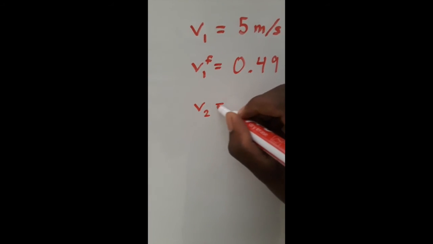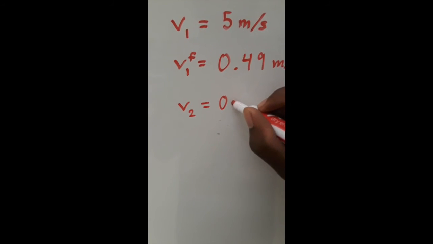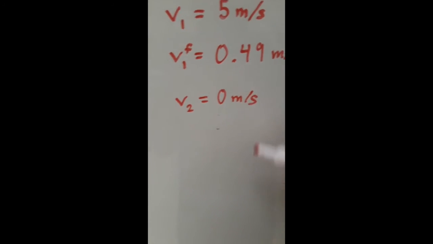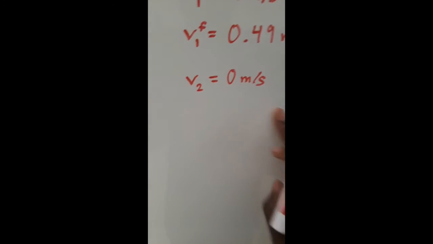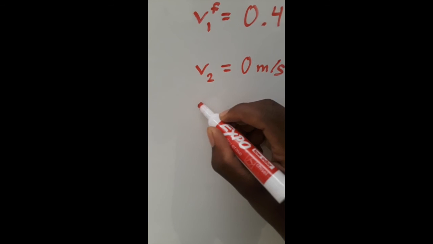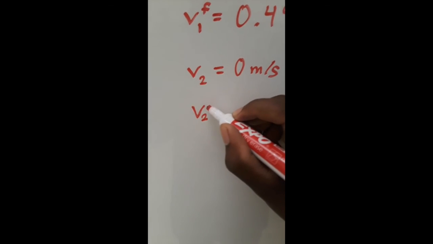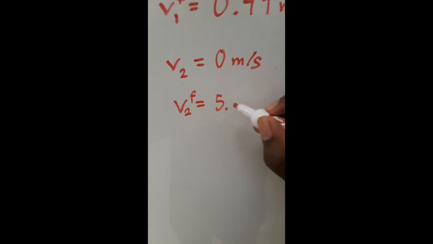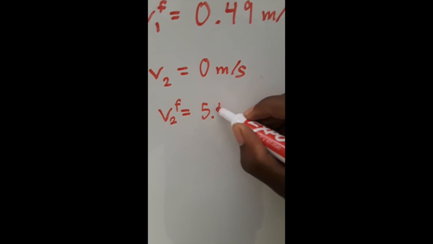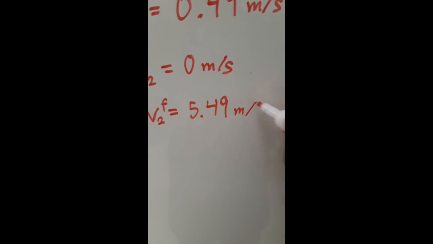For the second object, the initial velocity sits at 0. The object was at rest when it was hit. After it is hit, it now has a final velocity of 5.49 meters per second.